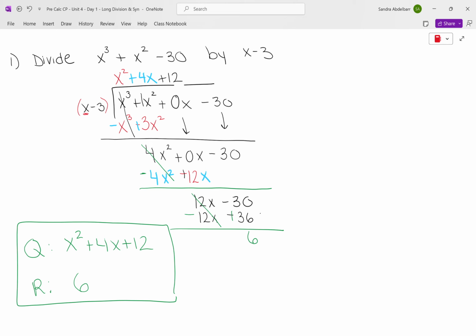So now I'm going to ask you, is x minus 3 a factor of x cubed plus x squared minus 30? Is it a factor? No, because it has a remainder, so it can't be a factor.